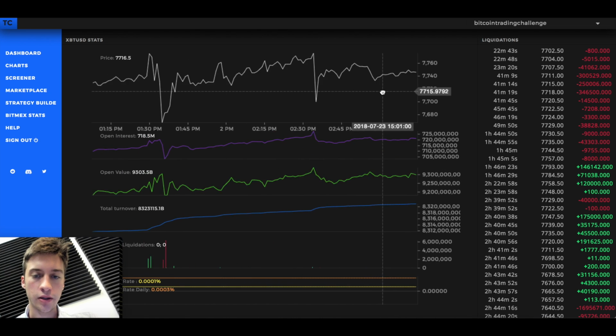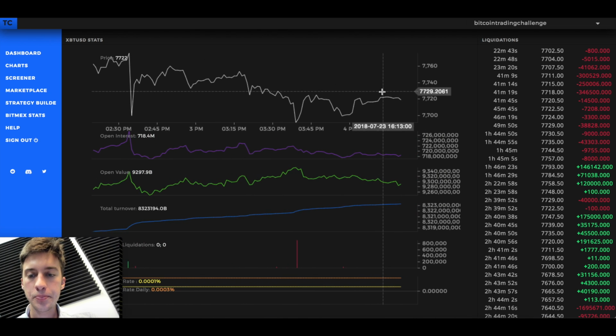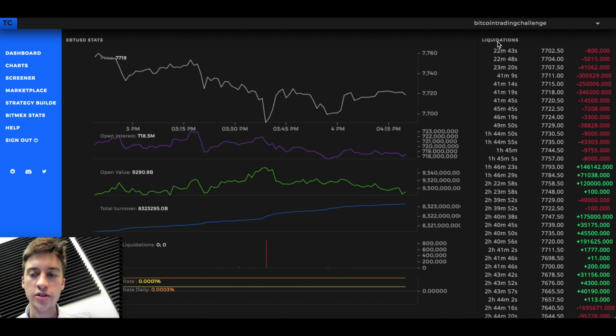I could scroll in, I could scroll this way or whatever. What we also see is liquidations represented here and represented here. We have open interest, open value, total turnover, and then the funding rates down here. And what we're going to be talking about today is liquidations. We're going to be looking at open interest and total turnover and how we can use that to build a scalping strategy.